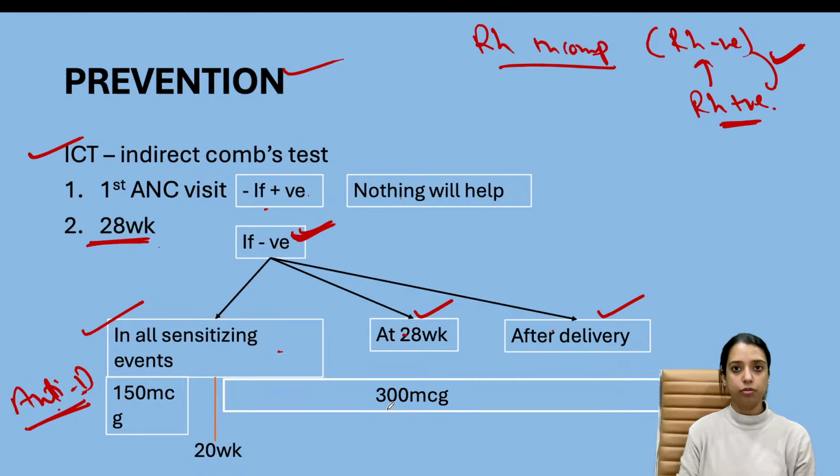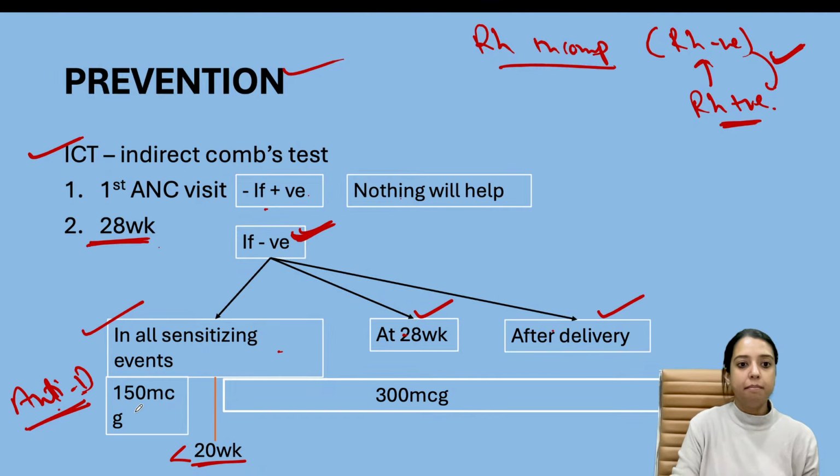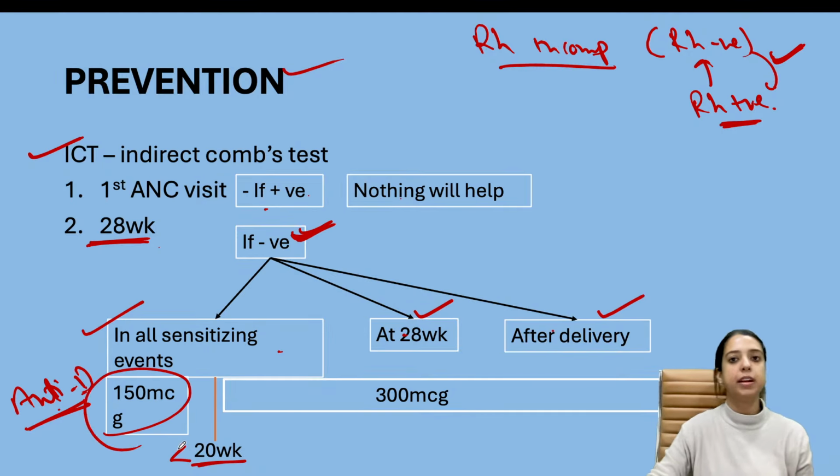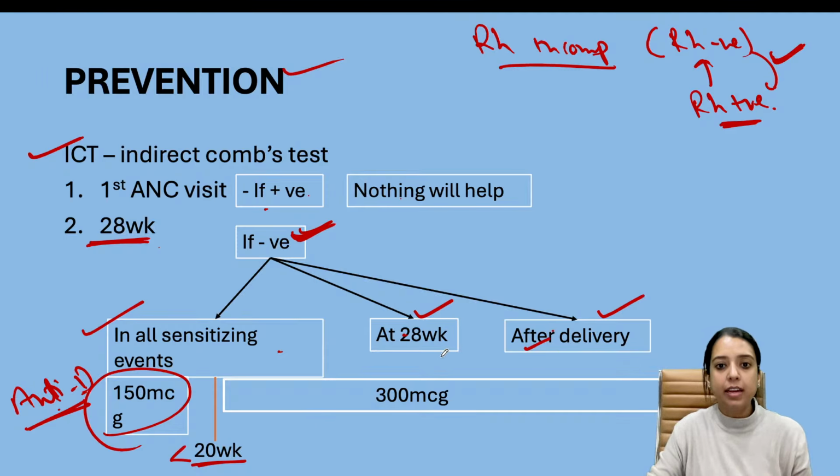How much is the dose? If I am giving it any time at less than 20 weeks, my dose is 150 mcg. Any sensitizing event at less than 20 weeks. After 20 weeks, which is at 28 weeks and after delivery, my dose is double.